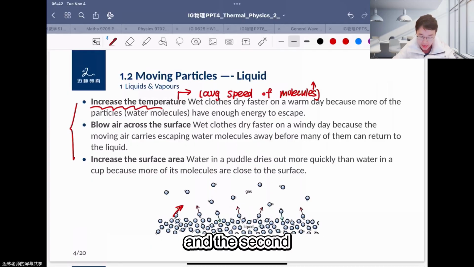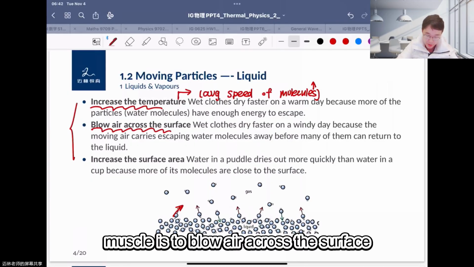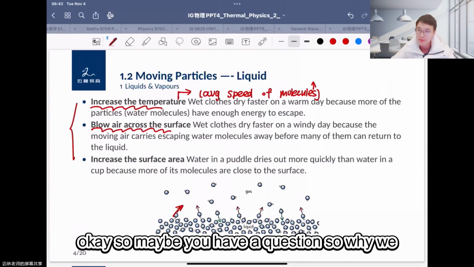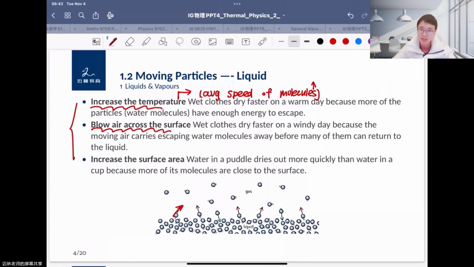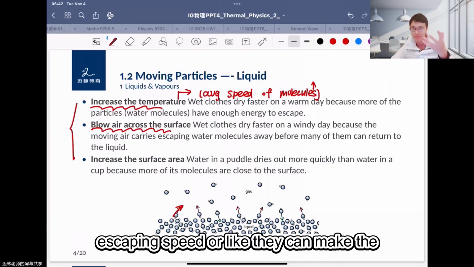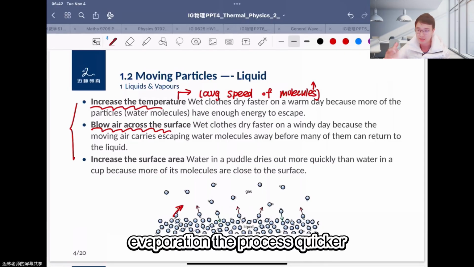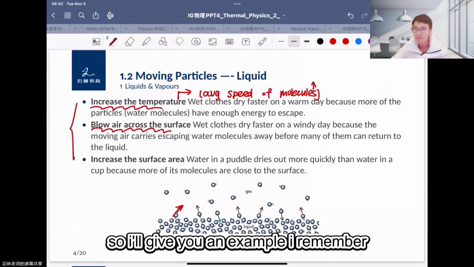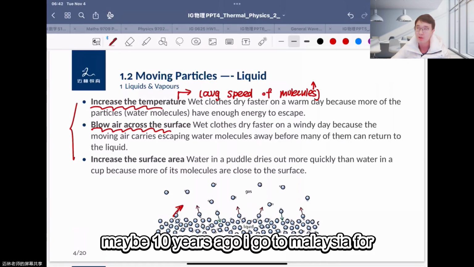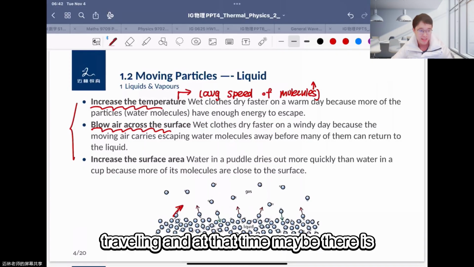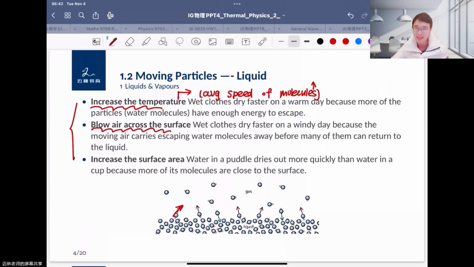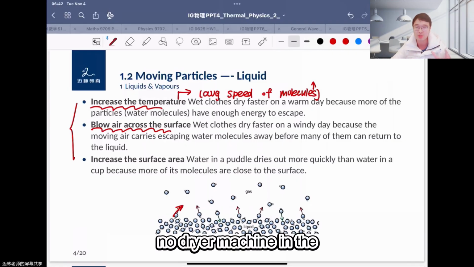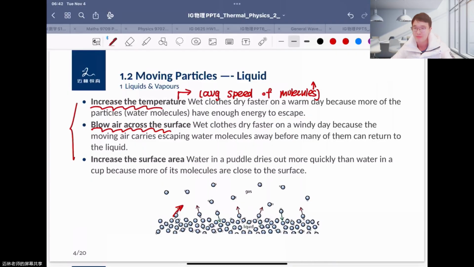Okay. And the second method is to blow air across the surface. Okay. So maybe you have a question: why can blowing air make the evaporation process quicker? Okay. So I'll give you an example. I remember about 10 years ago, I went to Malaysia for traveling. And at that time, it was a very cheap hotel, okay? And there was no washing machine and no dryer machine in the hotel, okay?